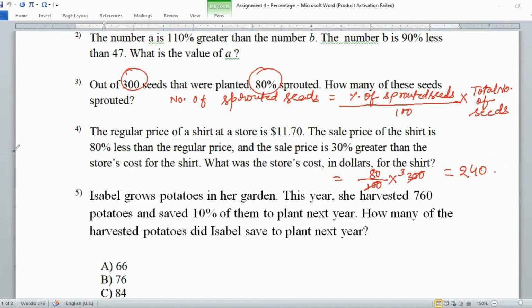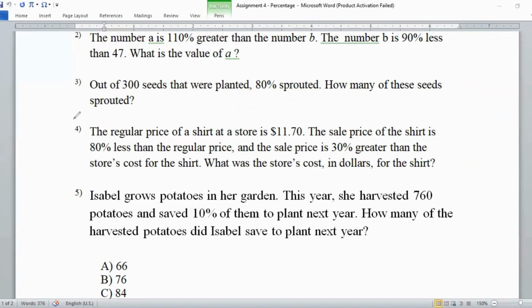Now you can write down this solution also and cross-check your answer, how you have calculated, and we are moving to the next question. Now we are going to discuss this fourth question. The regular price of a shirt at a store is $11.70 and the sale price of the shirt is 80% less than the regular price, and the sale price is 30% greater than the store cost for the shirt. What was the store cost in dollars for the shirt?